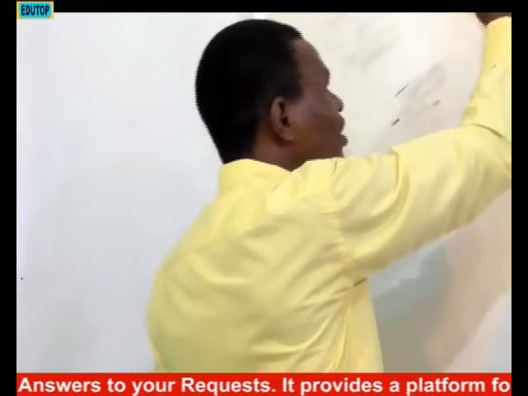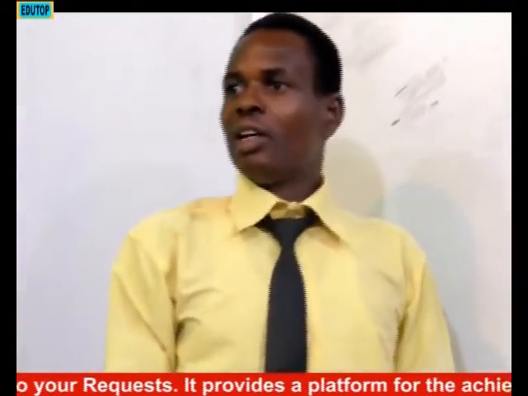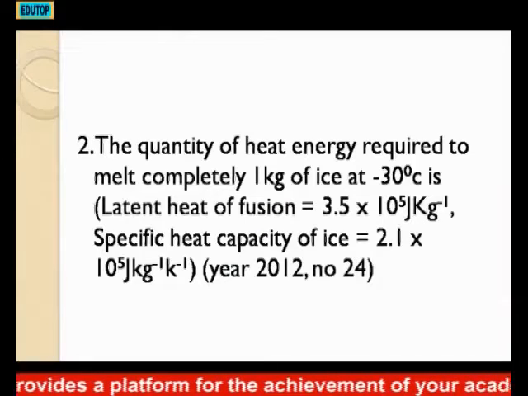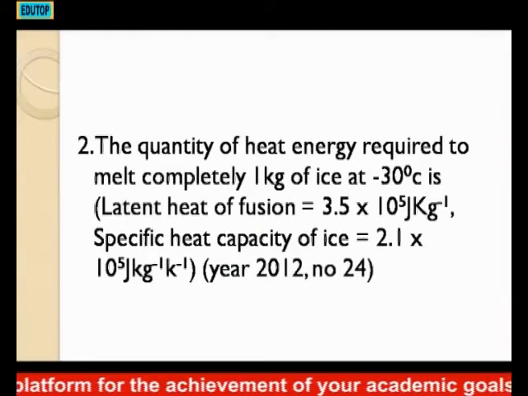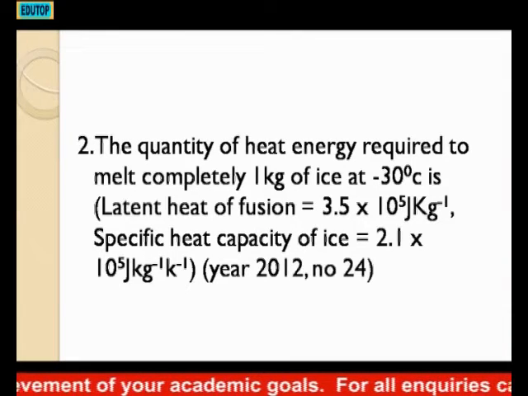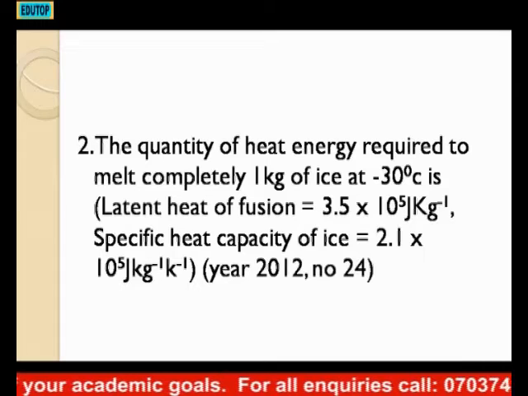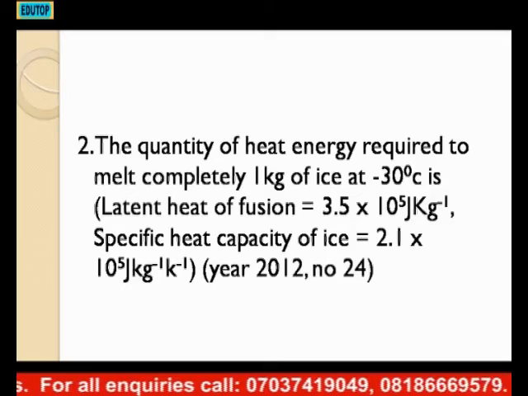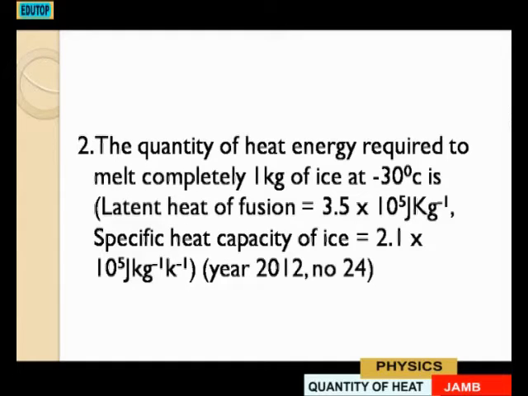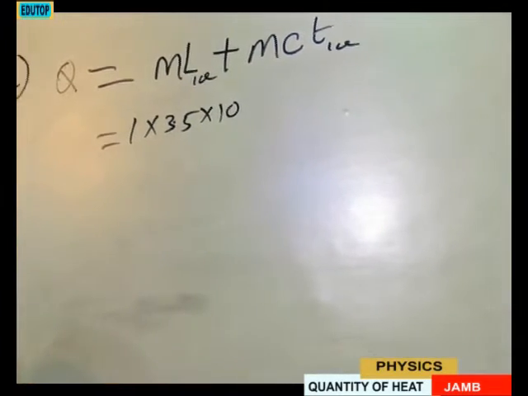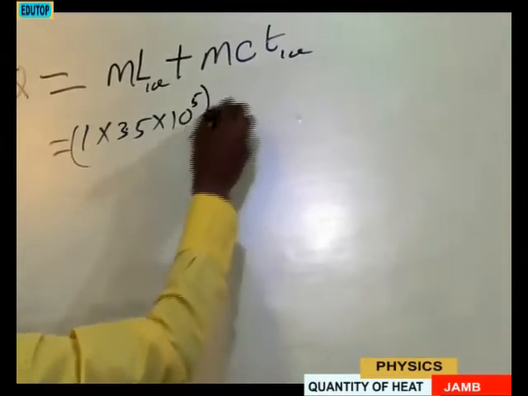So we have ice. The question says, what will be the quantity of energy required to melt completely 1 kilogram, that is the mass of that ice, at 30 degrees Celsius. So we are going to have: the mass of the ice is 1. Then we are given the latent heat of fusion of the ice, which is L, that is 3.5 times 10 raised to power 5, plus.